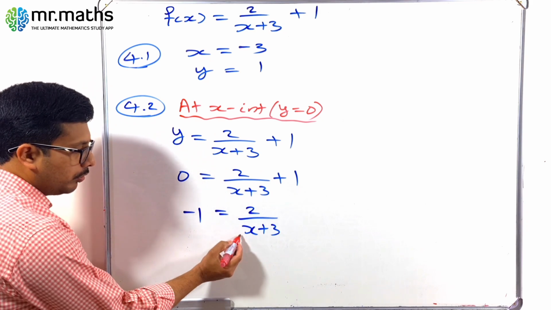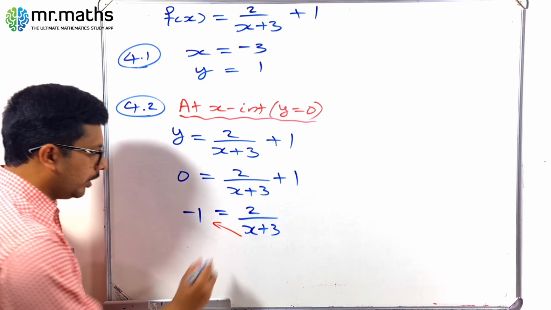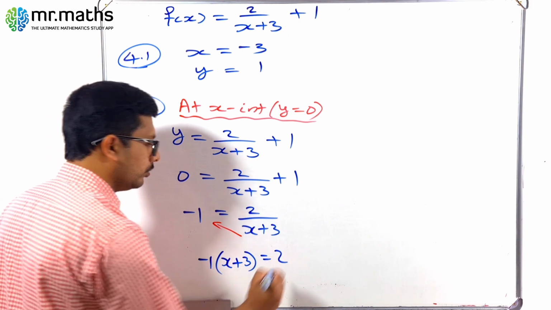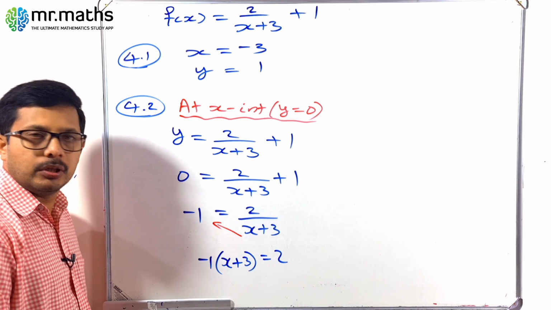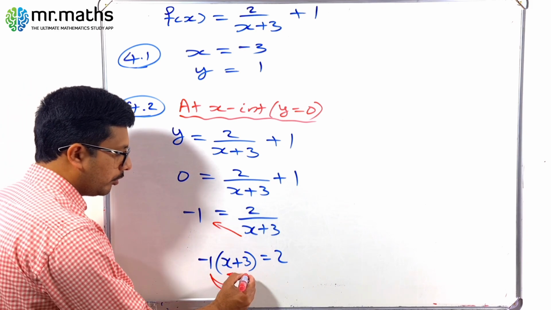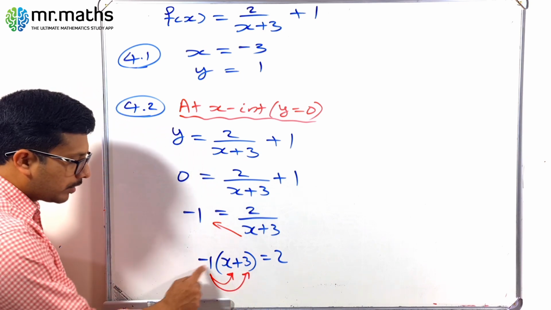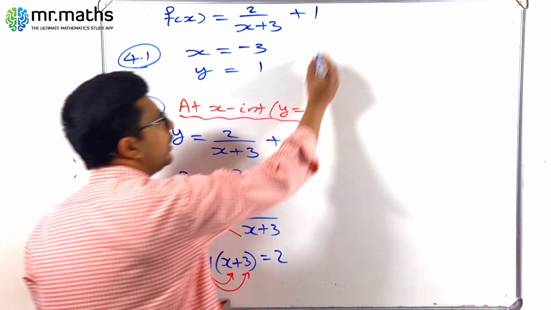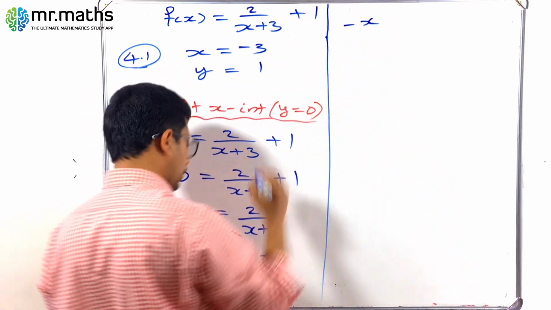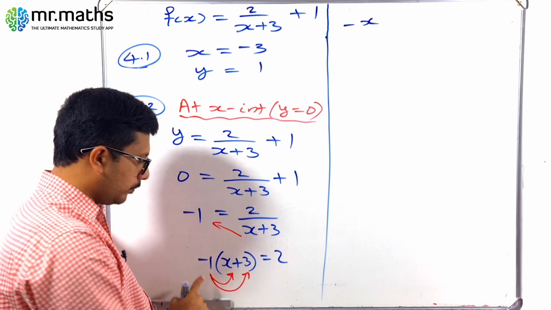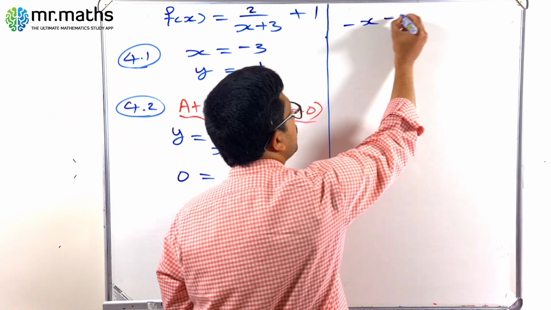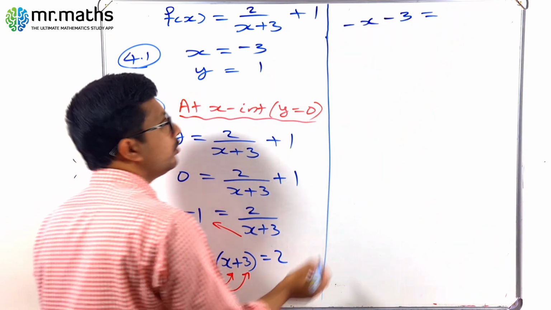Now what you have to do? You have to cross multiply. So minus 1 into x plus 3 is equal to 2. What is the next step? Expand the bracket. Minus 1 multiplied with x is minus x. Now minus 1 into plus 3: minus into plus is minus, and 1 into 3 is 3. So it is minus x minus 3 is equal to 2.